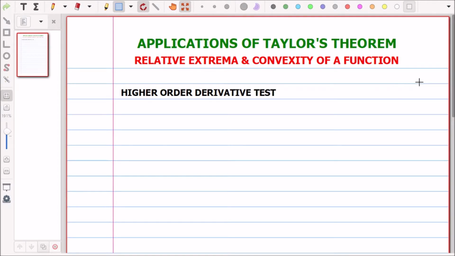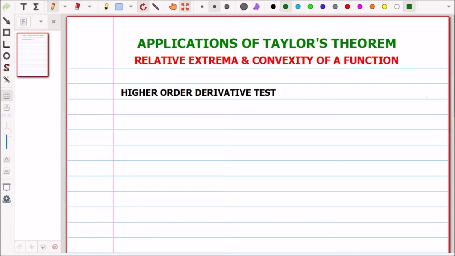But there is another test which is called higher order derivative test. A similar test you have done as second derivative test, in your 12th standard. What is that? If f double dash x is greater than 0, then f has relative minima at that point, right? And if f double dash is negative, then relative maxima, right? So similar to that, this is our higher derivative test.